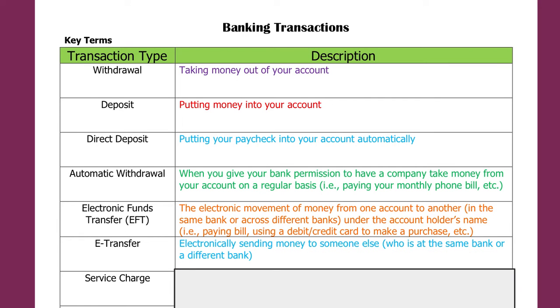E-transfer, on the other end of it here, is where you actually are transferring money to someone with a different name. So it's not your own account, you're transferring money to someone else. So for example, if you owe your friend some money, you can just send them an e-transfer rather than have to give them cash or write them a check. And it doesn't matter, again, if they're at the same bank as you or if they are at a different bank, the e-transfers will still work.